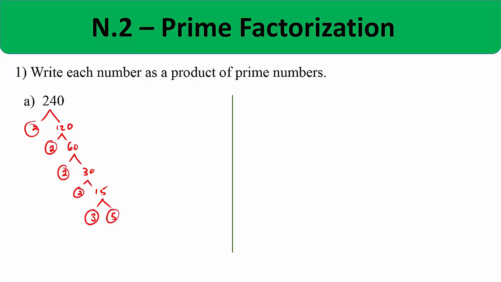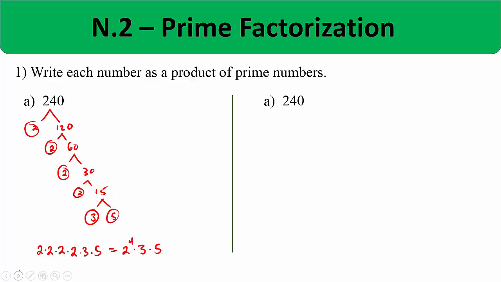prime. So if we want to write 240 as a product of prime numbers, we would multiply 2 times 2 times 2 times 2 times 3 times 5. Or we could write that using exponent notation as 2 to the 4th times 3 times 5. Now let's look at the same example, but using different factors.